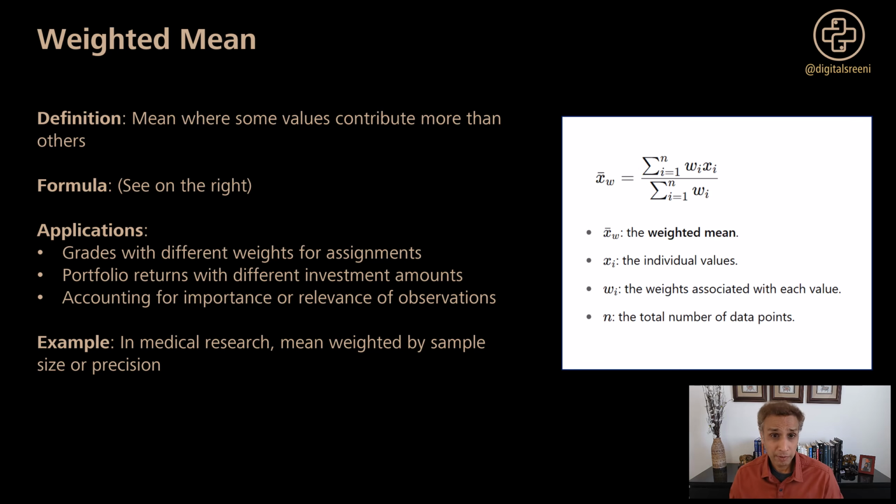Weighted mean is very similar to mean, as the name suggests. You weight certain values more than others. Okay, so again, on the right hand side, you see the formula: Wi, which is the weight for that specific element, multiplied by that specific value, divided by all the weights associated with each value. So weighted mean is basically similar to mean, except you are weighting each based on its importance, right?